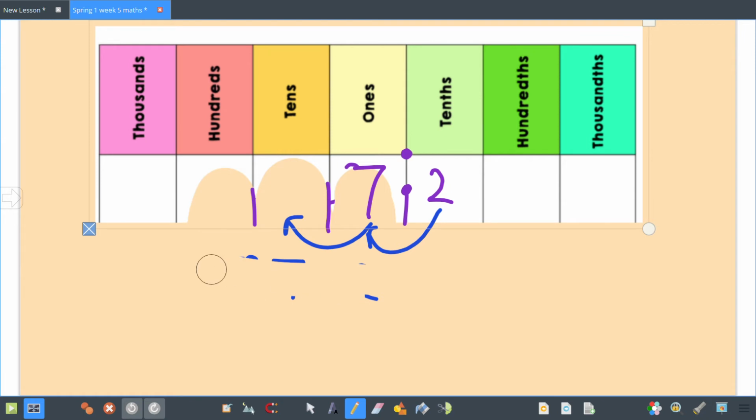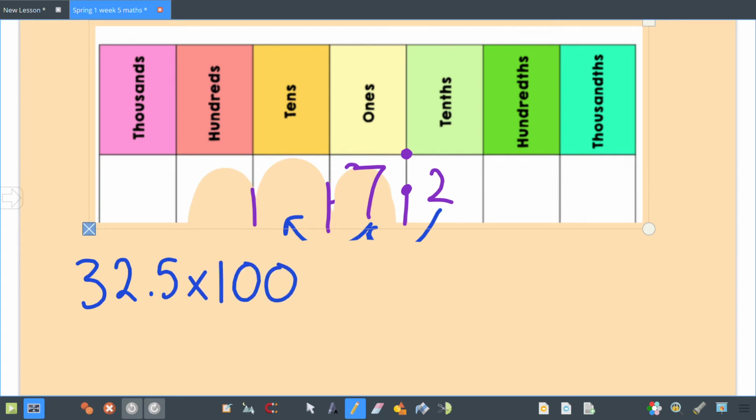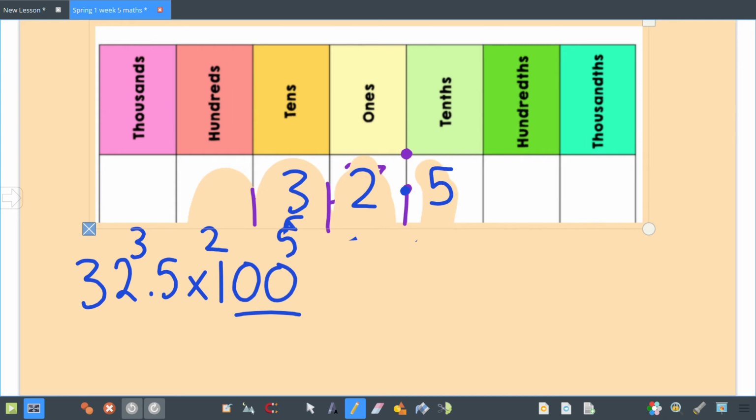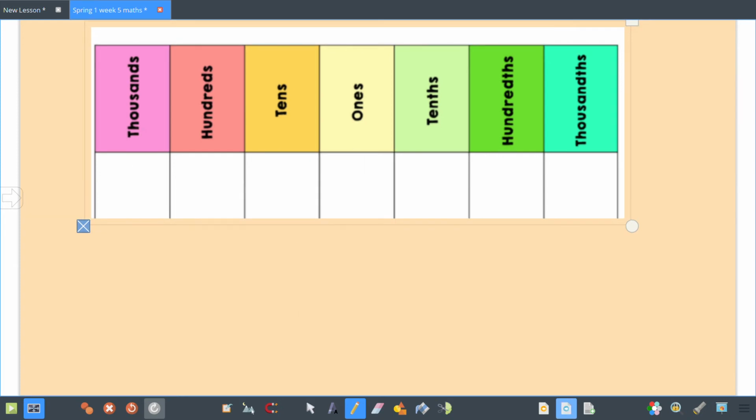Okay? Let's have a look at another example. So if I had 32.5 and I wanted to times it by 100, so look in my place value chart, I've got 32.5, I need to move it up 2 places, so my 3 would come up to here, then my 2, then my 5, and then a 0, so your answer would be 3,250, okay?